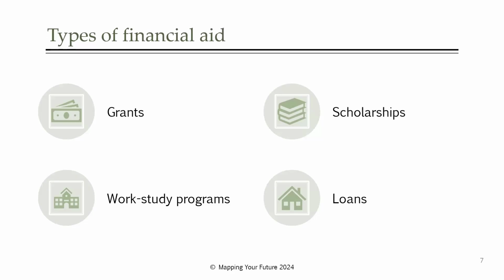Secondly, grants and scholarships. Again, they can come with requirements such as maintaining a certain GPA while you're in school or pursuing a specific career. And if those requirements are not met, they can be lost or turned into a loan.